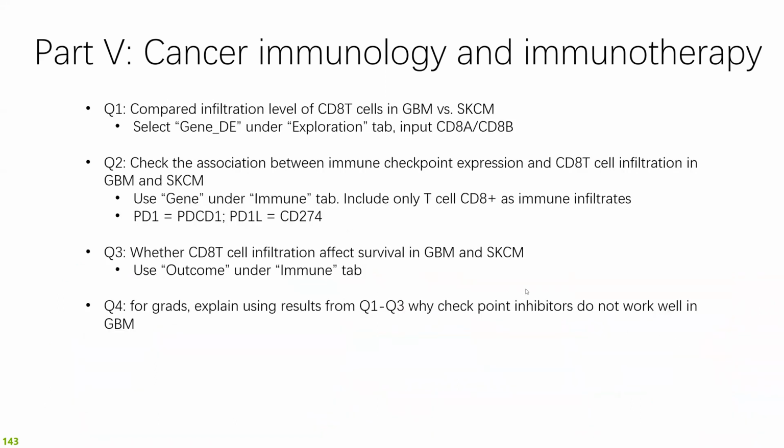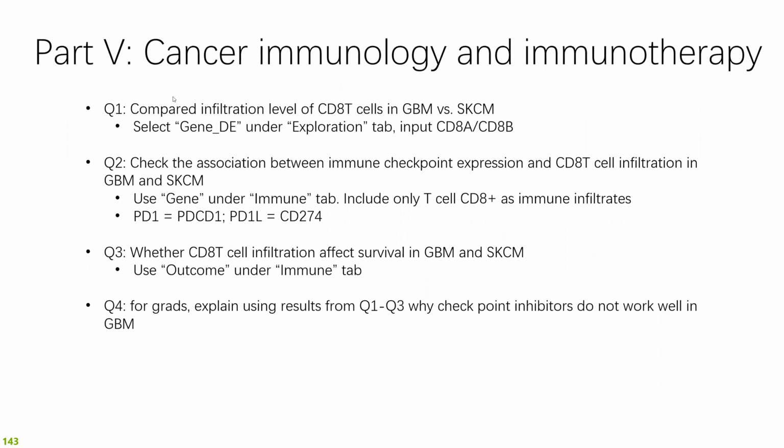For this part, I think you don't need any coding, but you need to do some exploration using TIMER to answer the question of why immune checkpoint inhibitor therapy doesn't work well in glioblastoma. Well, it works quite well in, I think, SKCM. I forgot what cancer type that is. It's maybe a skin cancer.